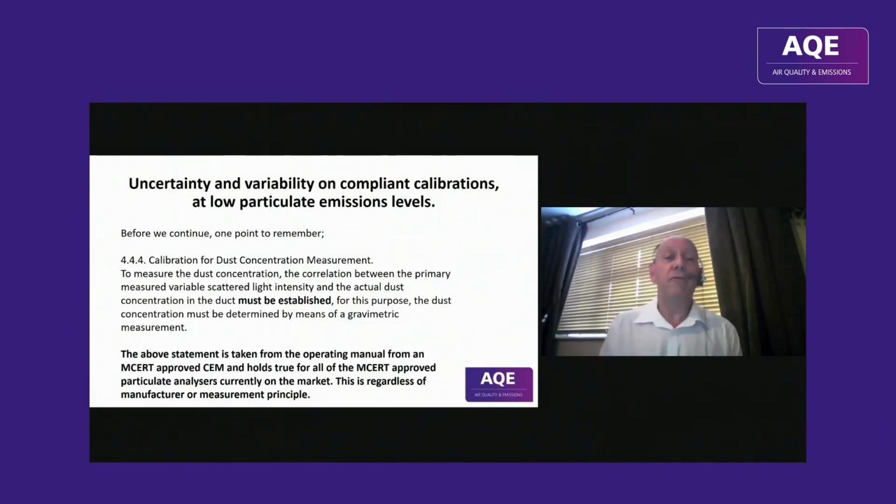So again, before we move on to the continuous emission monitors and the impacts on those, I just want to repeat again: to measure the dust concentration from continuous emission monitors, the correlation between the primary measured variable, scattered light intensity, and the actual dust concentration in the duct must be established. For this purpose, the dust concentration must be determined by means of gravimetric measurement.